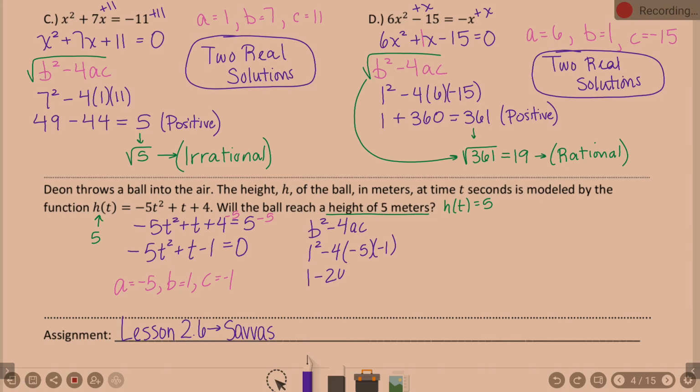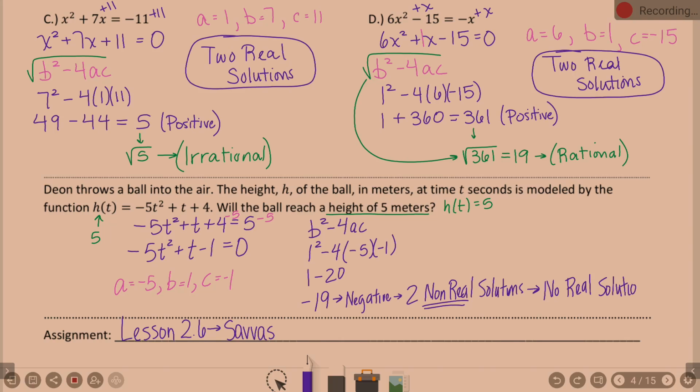What do we know about 1 minus 20? It's negative 19. What do I care about this? The answer is no. Negative 19 is negative. A negative discriminant means there are two non-real solutions, but two non-real solutions means no real solutions.